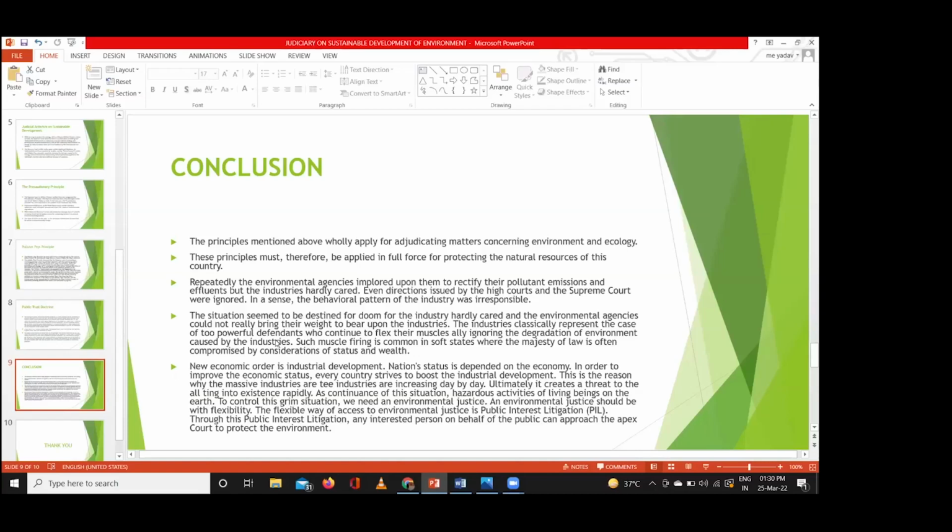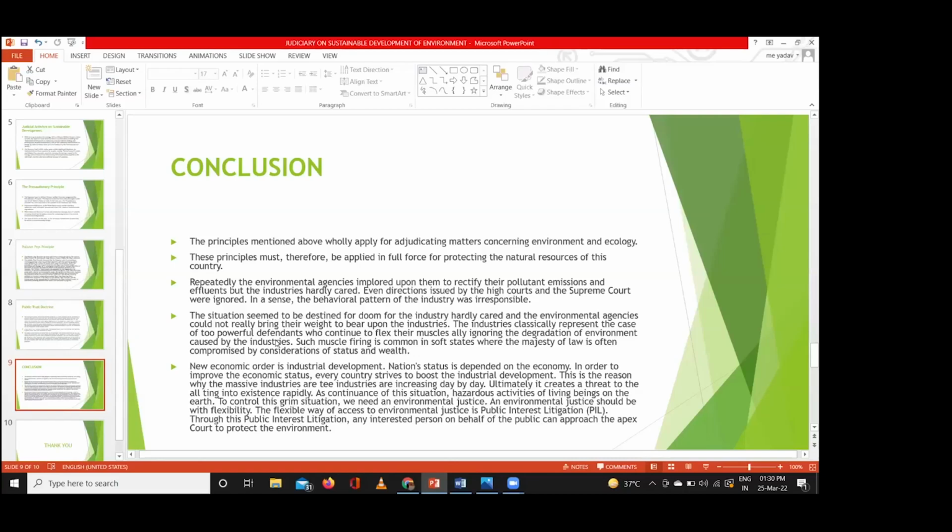The industry classically represents the case of a powerful, dependent party who continues to flex their muscles, ignoring the degradation of the environment caused by the industries. Such muscle flexing is common in a soft state where the majesty of the law is often compromised.